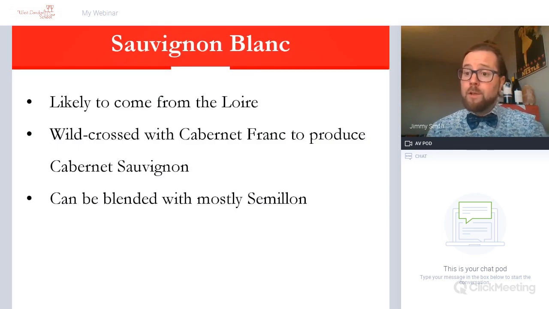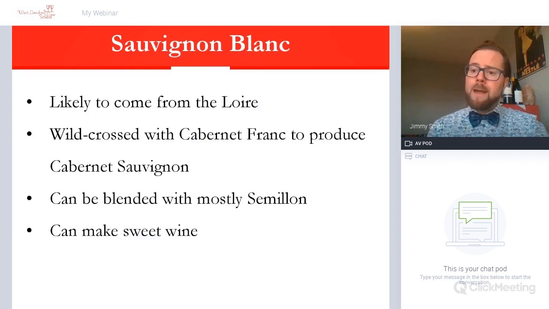Sauvignon Blanc is a grape which you will often find on its own, made into a single varietal. So wines produced just with Sauvignon Blanc. But you may, in some instances, see it blended to add a bit more body and roundness and richness to it. And that will be using the grape called Sémillon, certainly from around the Bordeaux region in the southwest of France.